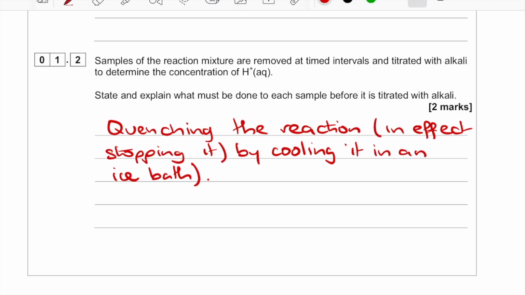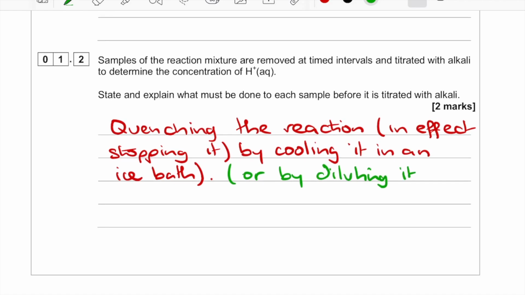The other option, or the other fail-safe, is you can dilute it. So you add lots of water, and what in effect you're doing is making the concentrations much smaller. So you need to dilute it quite significantly, and you're hopefully in effect stopping the reaction. And because in a titration what you're measuring is the moles, you're not going to change the number of moles of H+, so you can still take an accurate reading.